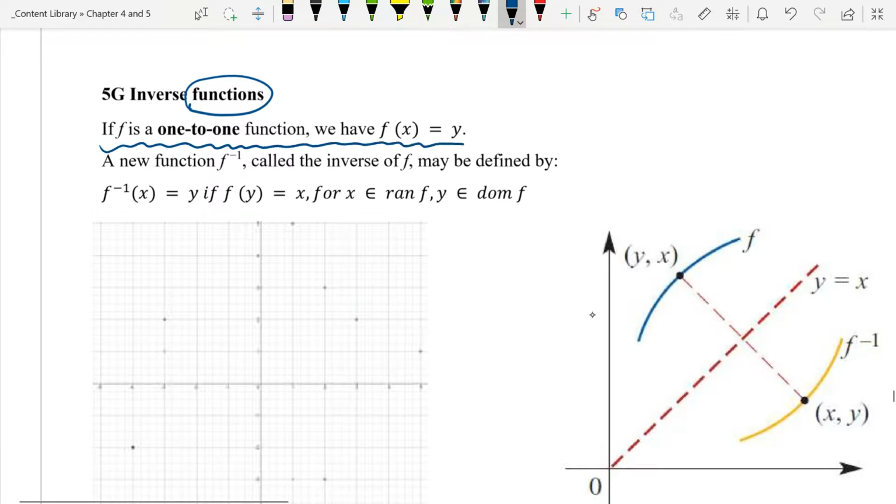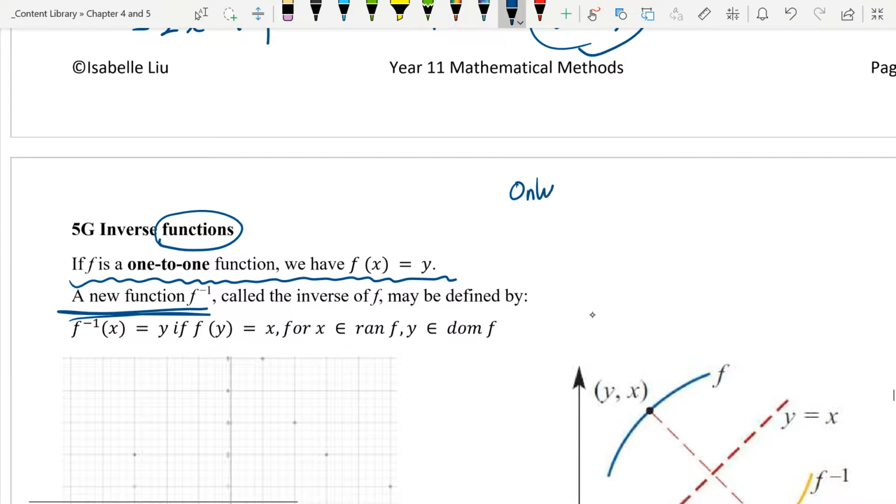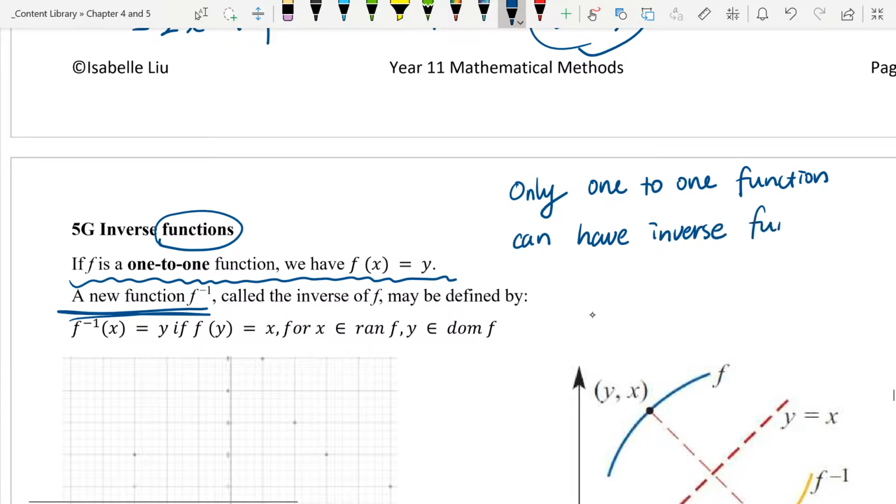Only one-to-one functions can find an inverse. Okay, so I'll rephrase that: only a one-to-one function can have an inverse function.